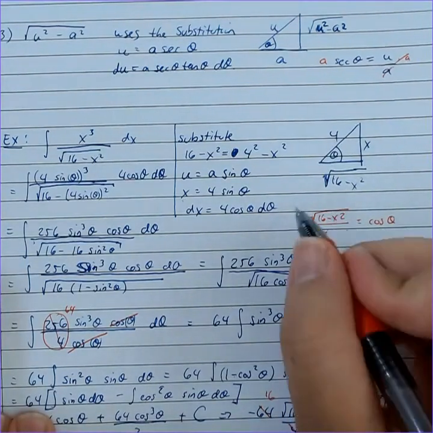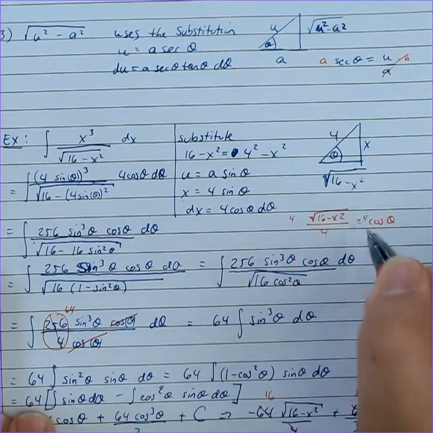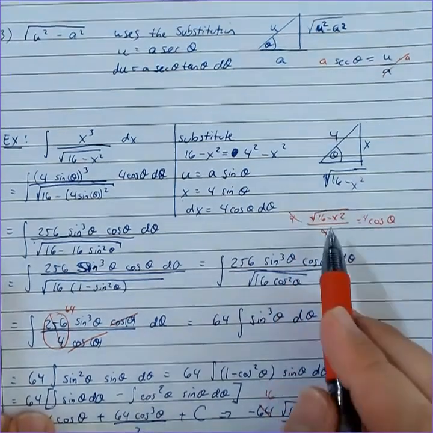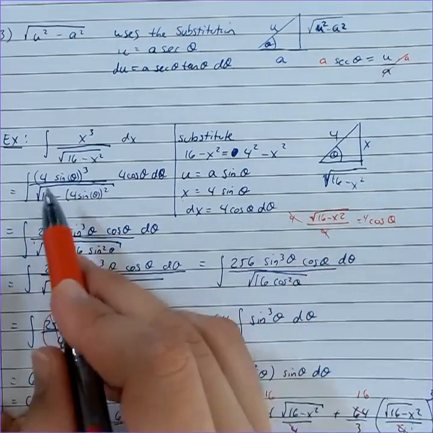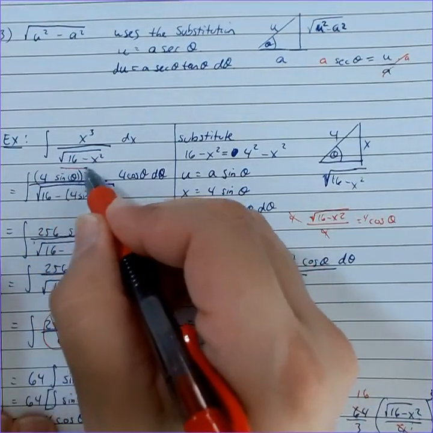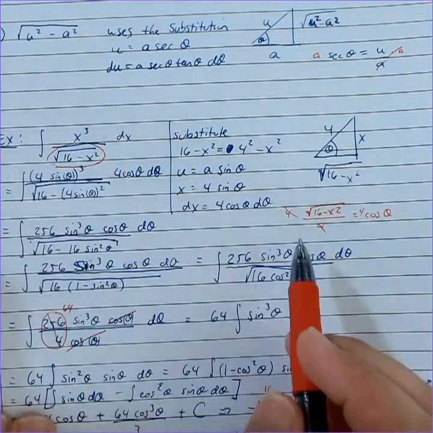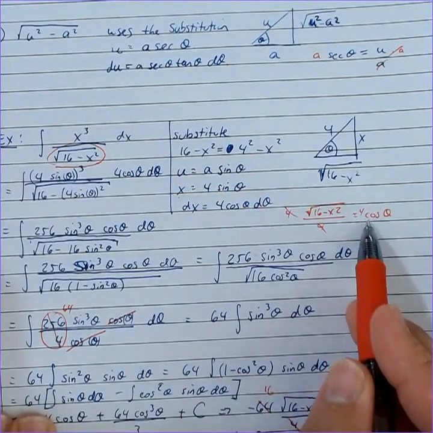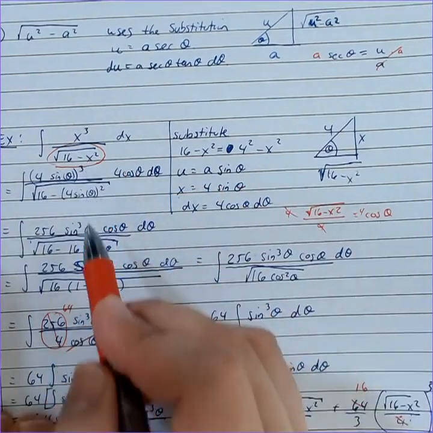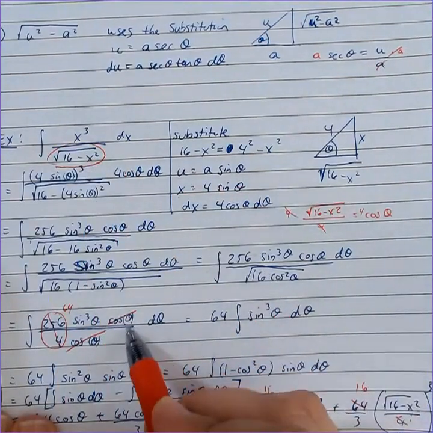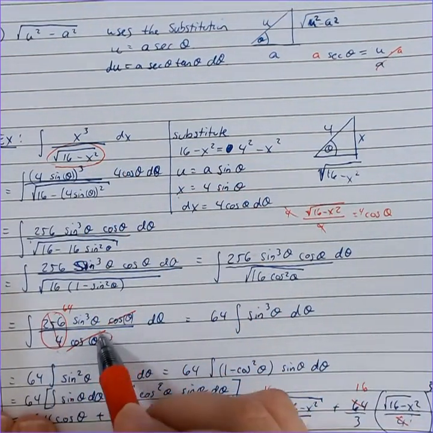Well, multiply both sides by 4. Okay, so then the square root of 16 minus x squared will be replaced by 4 cosine of theta. Hey, it eventually got replaced by 4 cosine of theta.